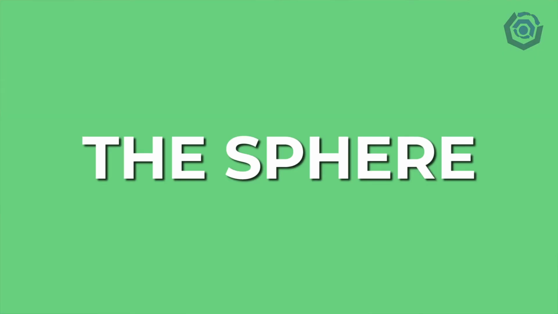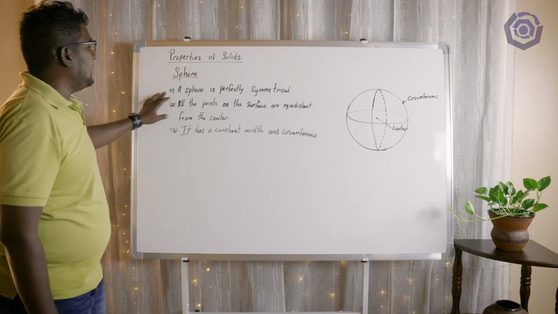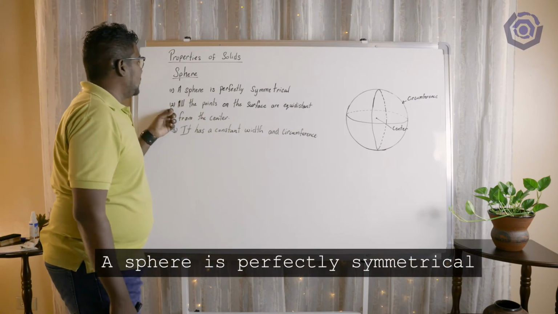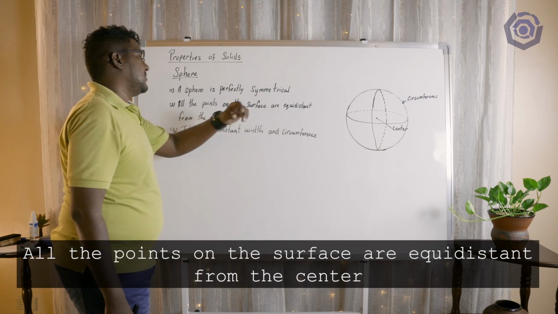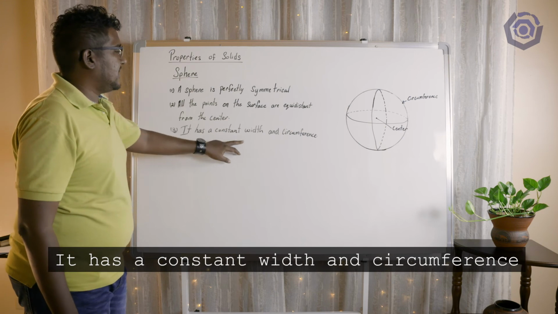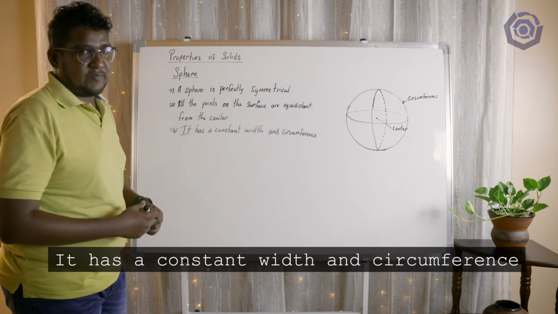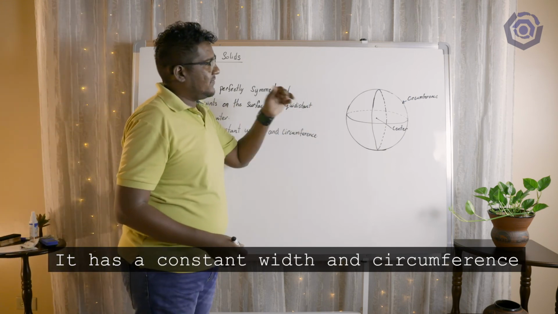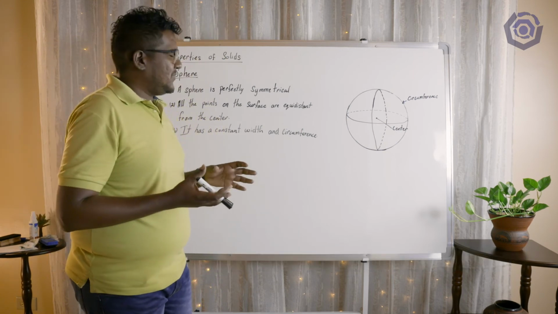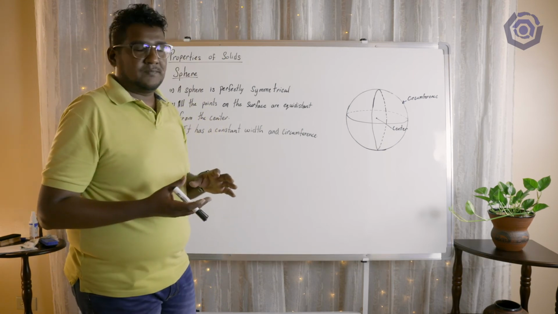The sixth shape we're going to look at is the sphere, and some properties of the sphere. 1, a sphere is perfectly symmetrical. 2, all the points on the surface are equidistant from the center. And 3, it has a constant width and circumference. And here you have what a sphere looks like. So for simple reasoning, it's a ball.